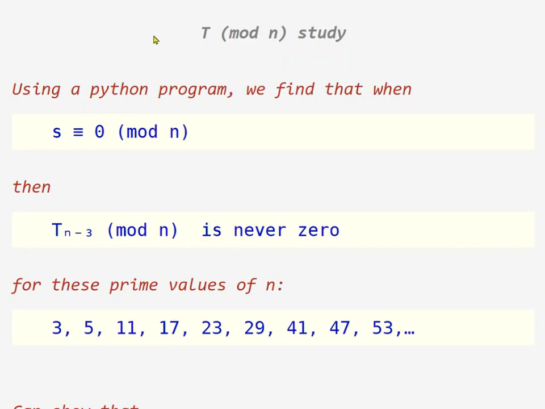I'm going to tell you about a study we did on the values of t mod n. Using a Python program, we found that for values of x, y, z, that is where x plus y plus z is 0 mod n, then the t tracer mod n is never 0 for these prime values of n.